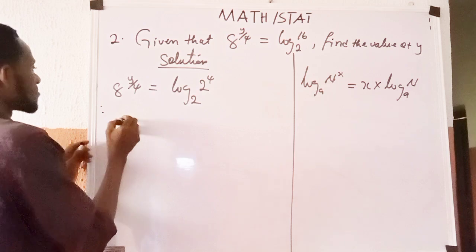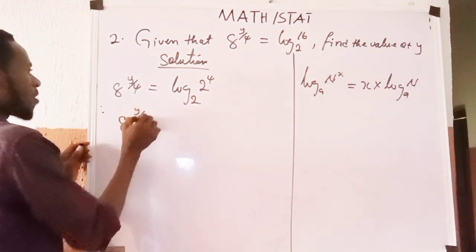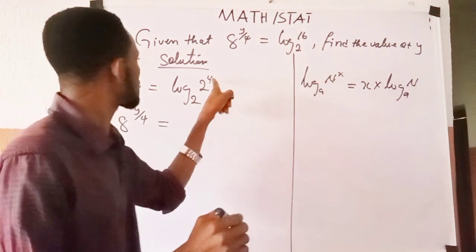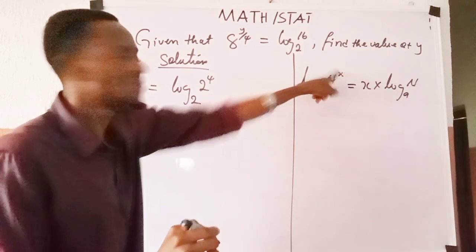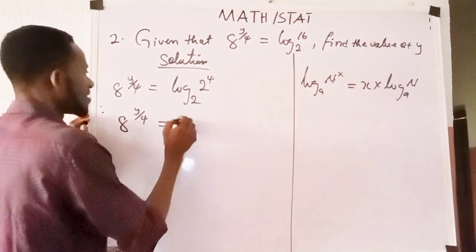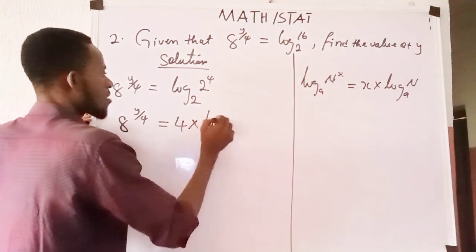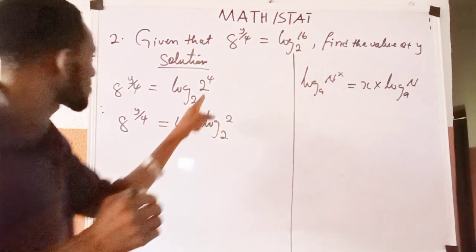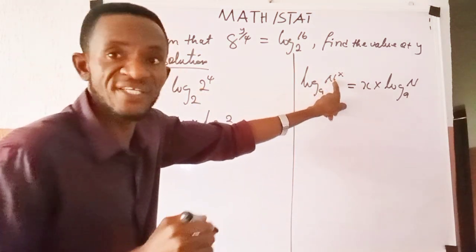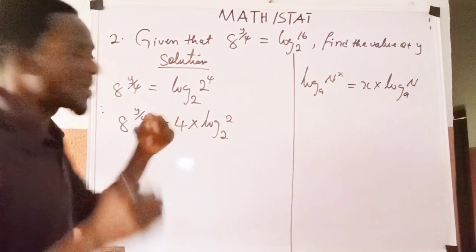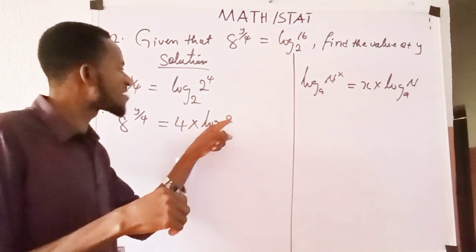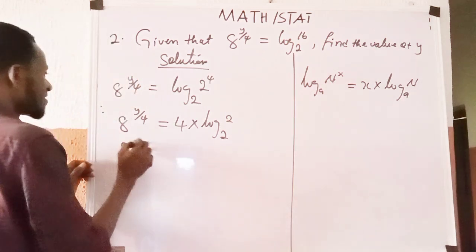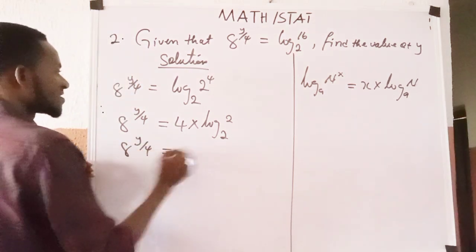So this thing now becomes 8 raised to power y all over 4 is given as, here I am seeing this 4 as if to say it were x. So I'm going to use that 4 to multiply this. It becomes 4 times log of 2 base 2, because I'm seeing this 2 here as if to say it were this n. Now we know in logarithm that log of a number to its own base is 1.